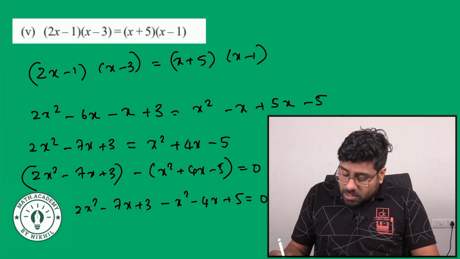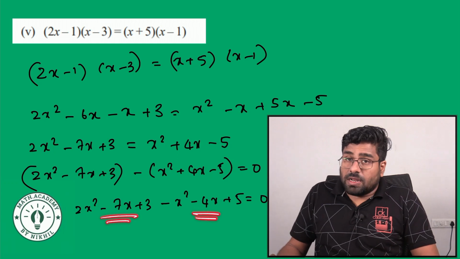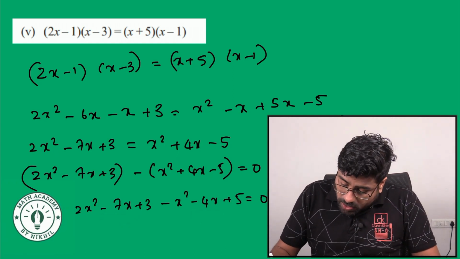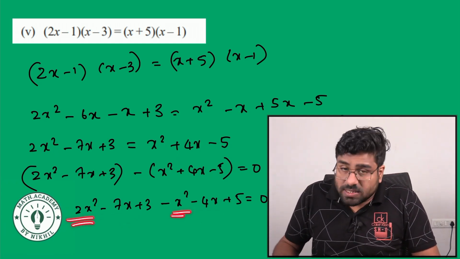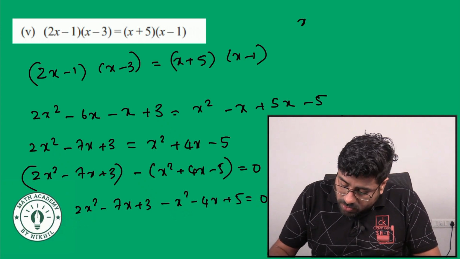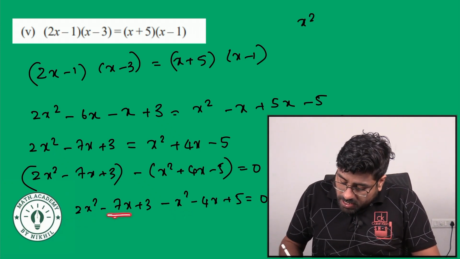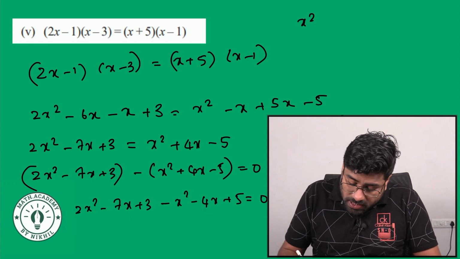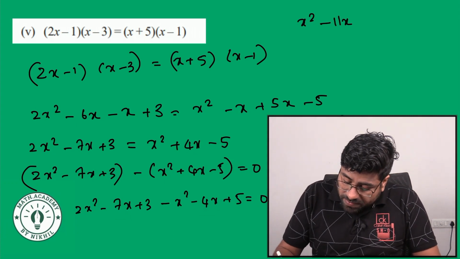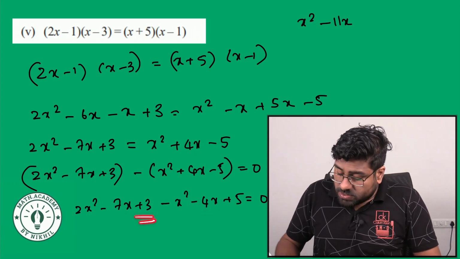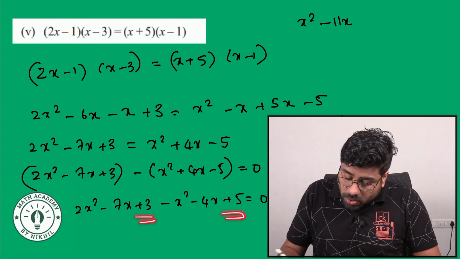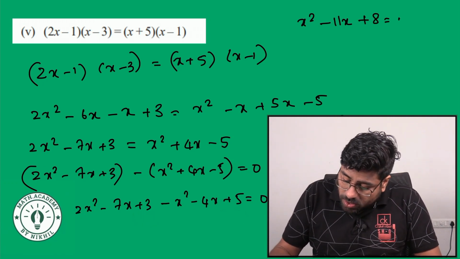Now let's cancel out the common terms. 2x square minus x square is going to be x square. So that is going to be one of your terms. Minus 7 minus 4 is going to be minus 11. So it is going to be minus 11x. Then you have the constant term, which is going to be 3 plus 5 is equal to 8. So plus 8 is equal to 0.